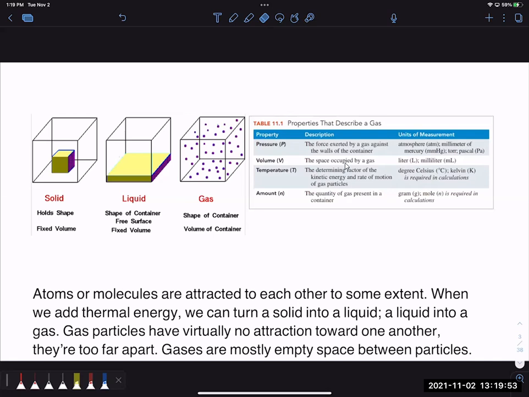And that gives us a fixed volume, but they don't have a fixed shape. So they'll fill the container with as much volume as they can, but not go any farther than that. Gases, like we just talked about, are really far apart. They're not tied together at all. They will fill the shape and the volume of their container.